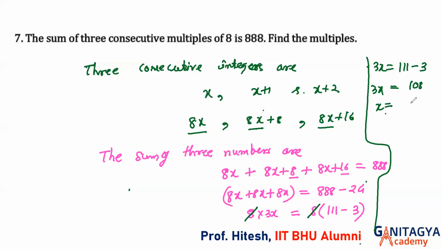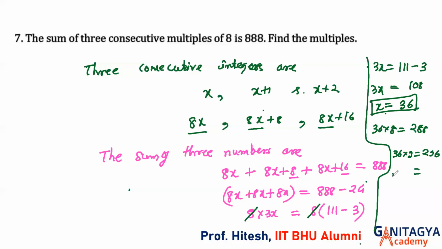So 8 will cancel. So 3x is equal to 111 minus 3, that is 108, so x will be 36. It means the first number is 36 into 8, which is 288. The second one is 288 plus 8, or we can say 36 into 9. So this is 296.